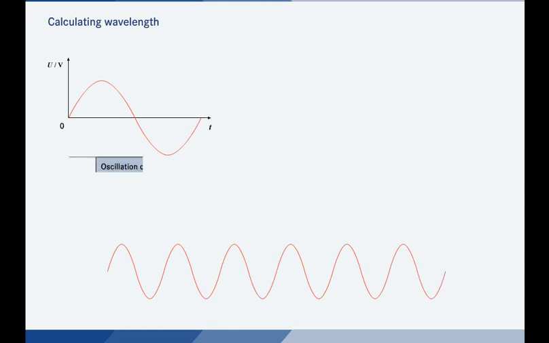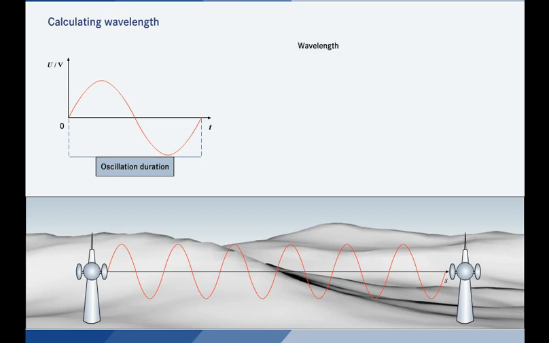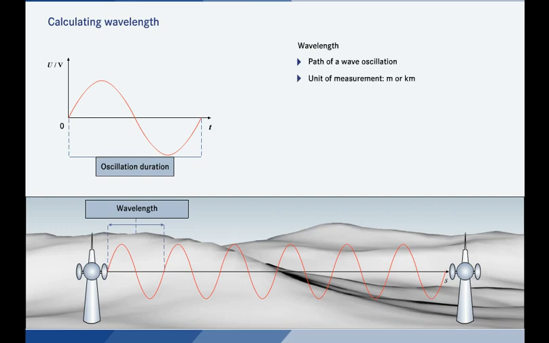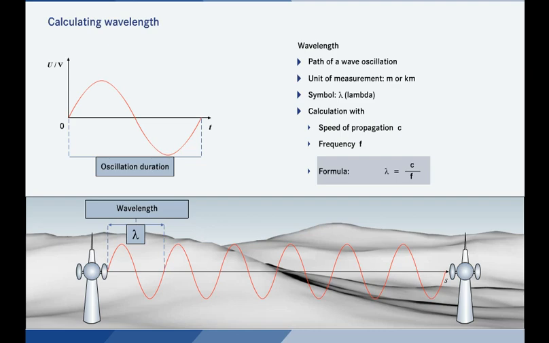By contrast to an oscillation, with a wave, a sound or radio wave for example, we study its propagation not only in terms of time, but also in terms of space. This is established by calculating the wavelength. The wavelength is the distance covered by a wave in the course of one oscillation. It is expressed in meters or kilometers, for example. The symbol for wavelength is the Greek letter lambda. To calculate lambda, the propagation speed c and frequency f of the wave must be known. The wavelength lambda is calculated by dividing the speed of propagation by the frequency.